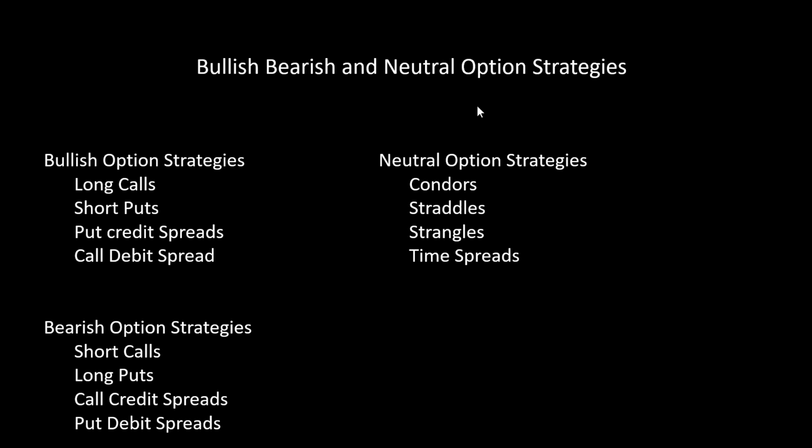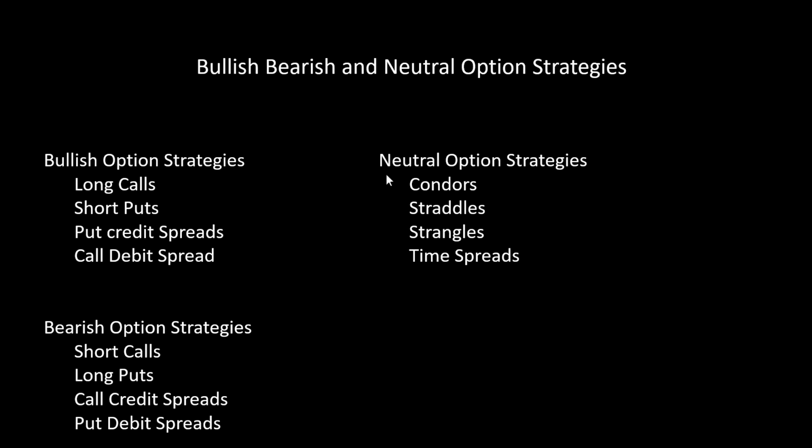Now this is kind of an interesting chart right here. This is bullish, bearish, and neutral option strategies. So when you like a stock, you can choose from a few different strategies to use. If you're bullish, you can go long calls. You can go short puts, which again, I don't recommend. You can do put credit spreads or call debit spreads. These are all bullish strategies. The bearish strategies are the reverse of that. You can be long the puts, short the calls, which you don't want to do, call credit spreads and put debit spreads. These are your bearish option strategies right here.